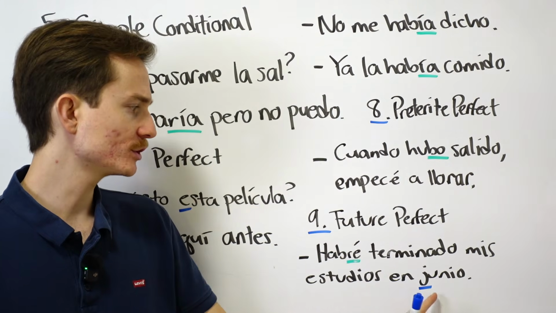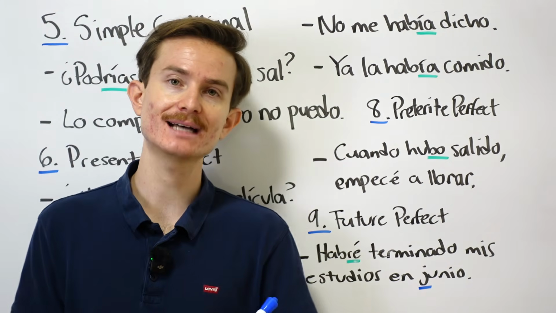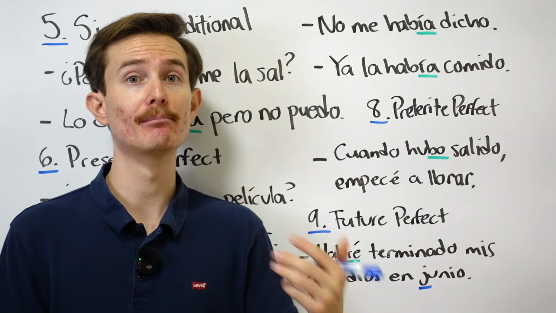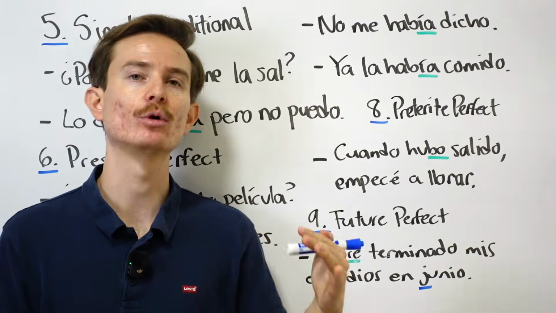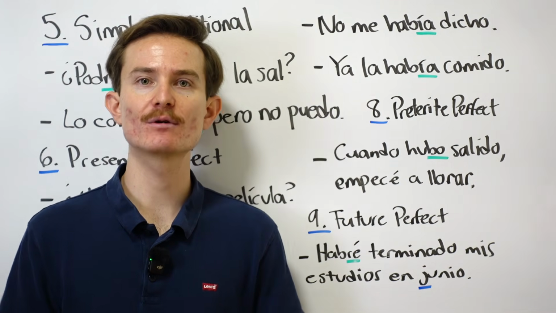All right, also, I underlined junio because, just a quick side note, we do not capitalize the months or days in Spanish, okay? So junio will never be capitalized. It will always be lowercase. Let's move on to the next tenses.